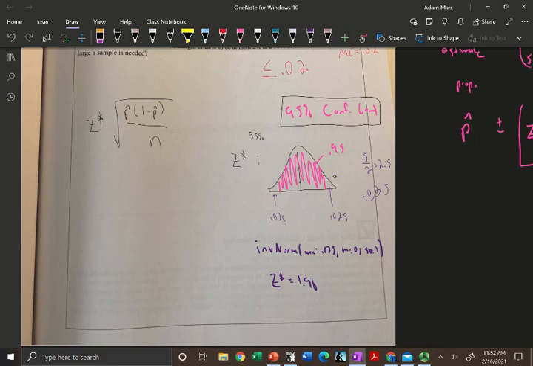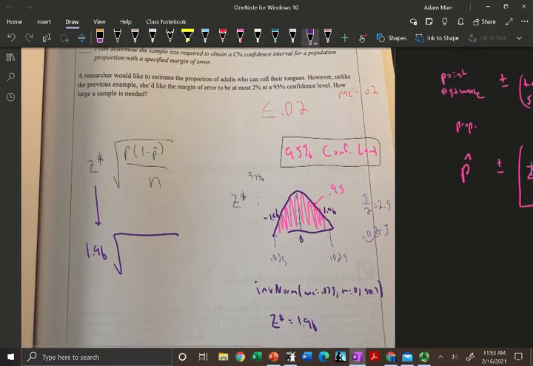So this value right here is 1.96, and that value right there is negative 1.96, okay? Which makes sense. Remember, way back when we did the 68-95-99.7 rule, we said it's about 2 standard deviations away from the mean. All right, and that negative 1.96 is about a 2. All right, so we have this as 1.96.